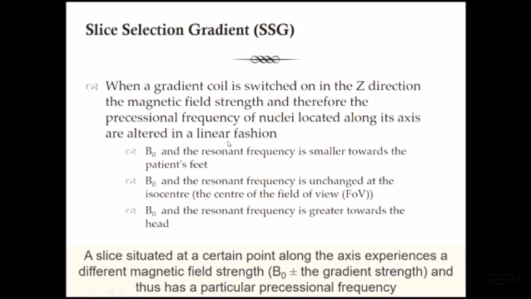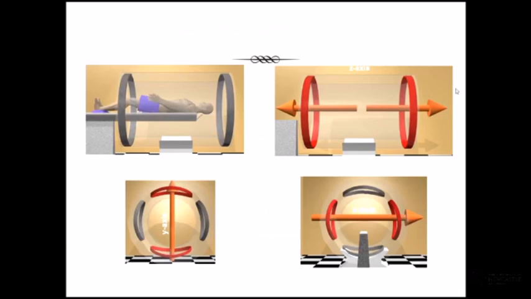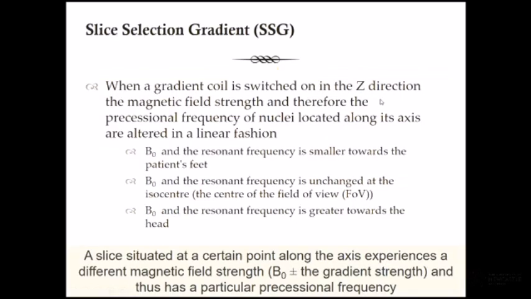So if we're doing a slice select, when the gradient coil is switched on in the z direction, so that's our z. And remember, the example is in an axial. The magnetic field strength and therefore the precessional frequency of nuclei along its axis is altered in a linear fashion, so in a fashion that we know. So B0 in the resonance frequency is smaller at the feet and larger at the head.